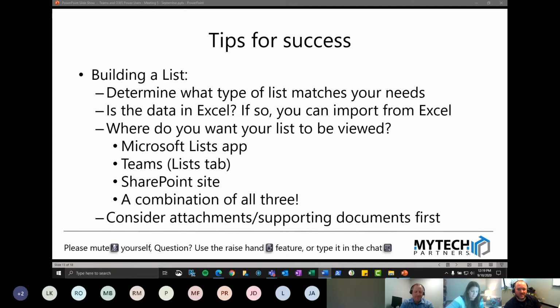And then also consider the attachments and supporting documents. Do you have lots of documents that will go into the list? Consider putting them in a document library and linking, or do you have one-off docs that can live in lists? So you might want to consider what content you'll actually be storing in that list.